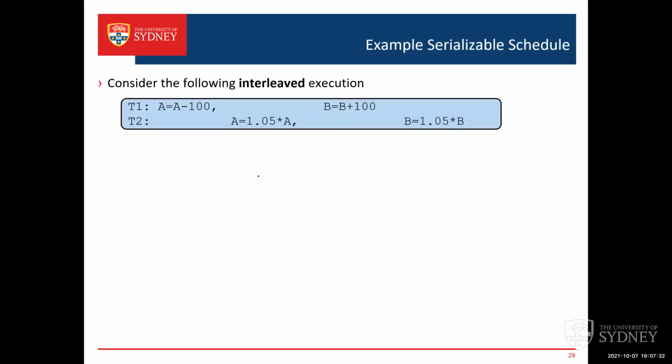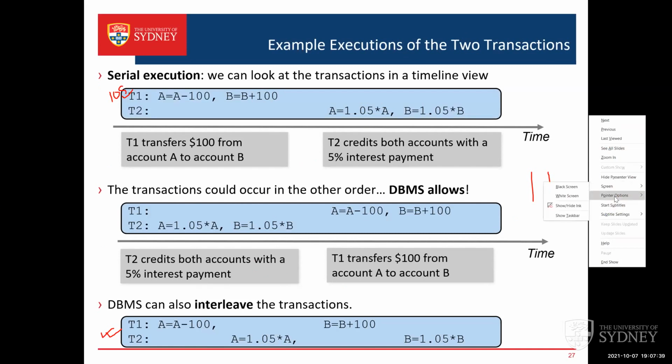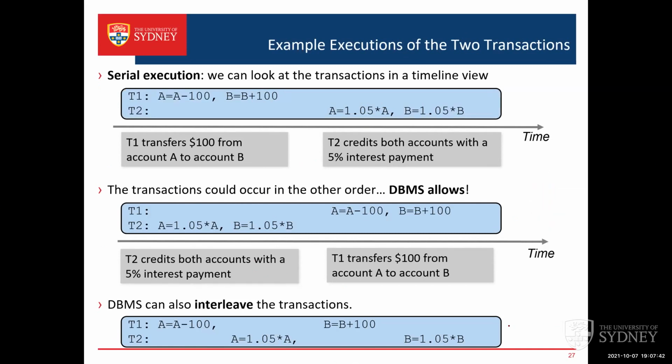Let me just give you an example. Think about this interleaved schedule. This is the same one that I had here. Is it serializable? What do you think? This interleaved schedule, is it serializable? How do we check that? The output of this schedule needs to match with either T1, T2 or T2, T1. If it matches with at least one of them, then we'll say it is serializable. Just looking into this one, can anyone guess whether it is serializable or not? Yes, no?